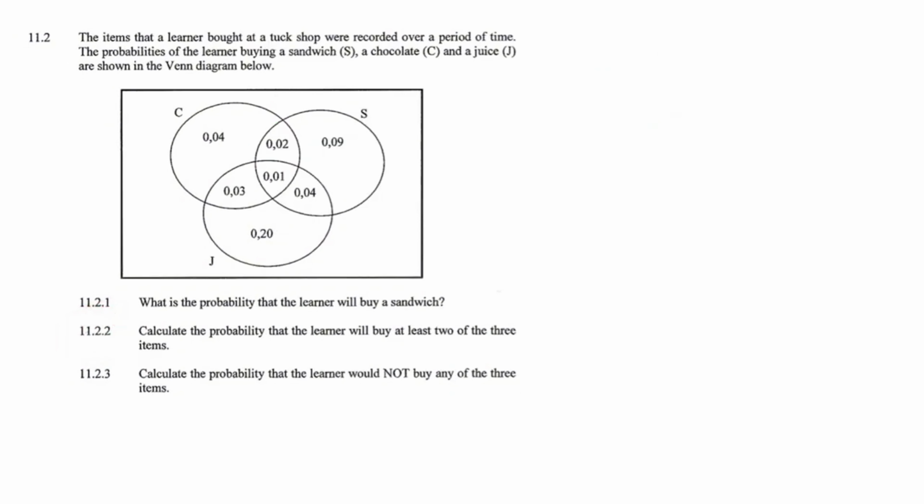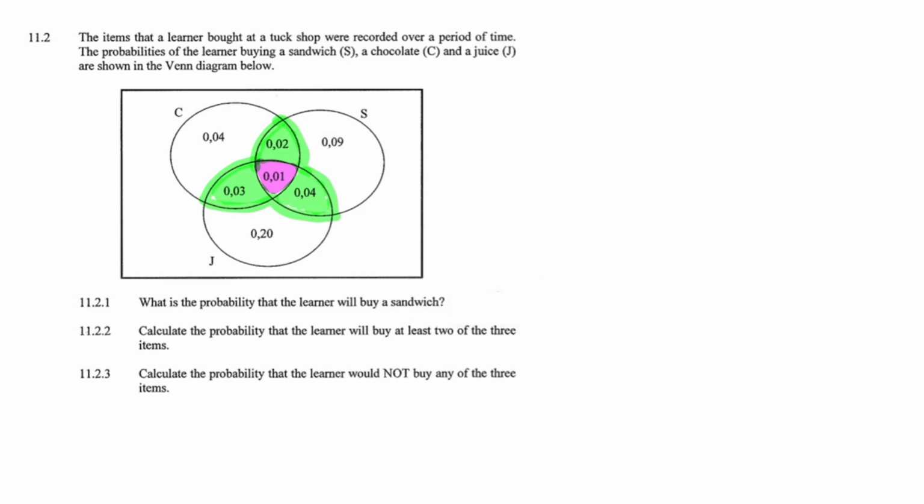11.2.2. Calculate the probability that the learner will buy at least 2 of the 3 items. So in our Venn diagram, at least 2 of the 3 items is where the circles or events intersect. So what I'm coloring in now is at least 2 options, and then the middle one would be 3 options. So the part in green represents 2 items, and the part in purple represents all 3 items. But at least means 2 or 3 items.